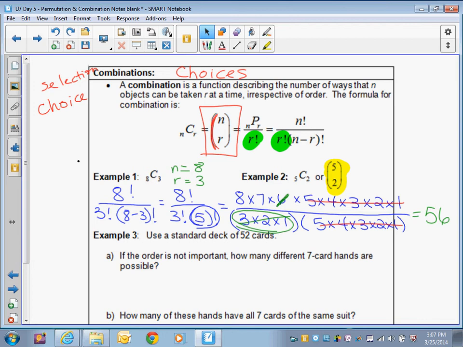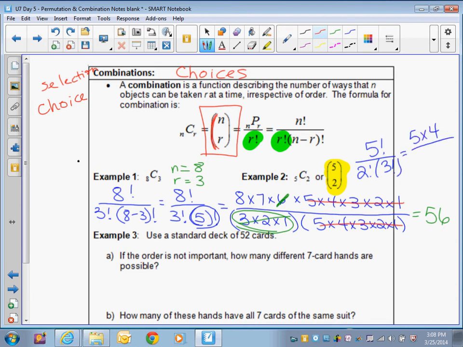In example 2, we're taking 5 and we're choosing 2. So you can try this in your calculator. You can go to math, scroll over to probability. I think this is option 3. So you can try it there or try it with me here. So we have 5 times 4 on the top because I know 3 and lower will cancel out with the 3 factorial over this 2 factorial. So I have 20 over 2, which equals 10. And I know I'm squeezing that in there.